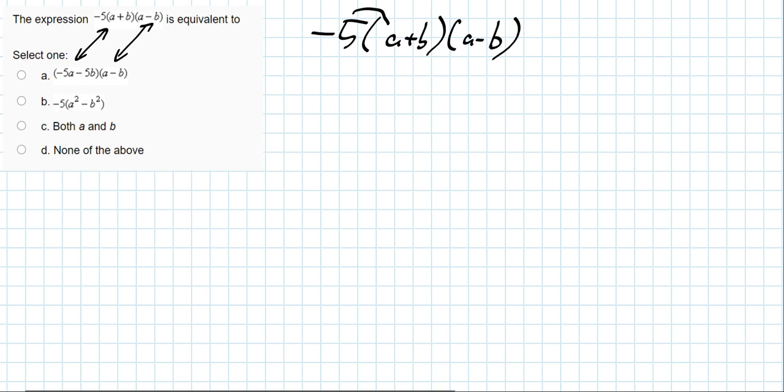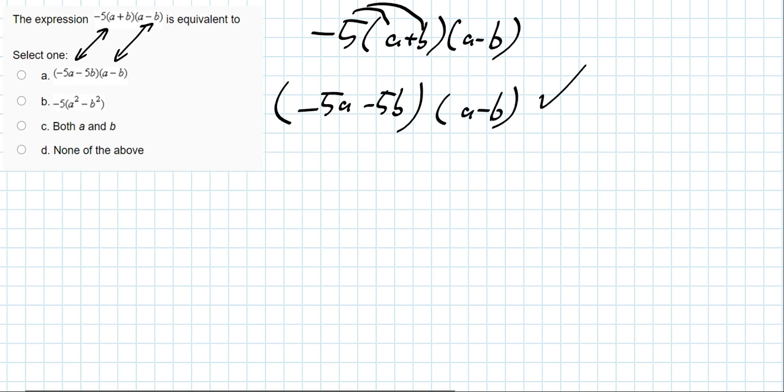So if we take the negative 5 times a, that's negative 5a. Negative 5 times b, that's negative 5b. And then we still have our a minus b like before. That works. There's no mistake made there. So at the very least, a is correct. But we have a choice for both a and b, so we need to double check b.